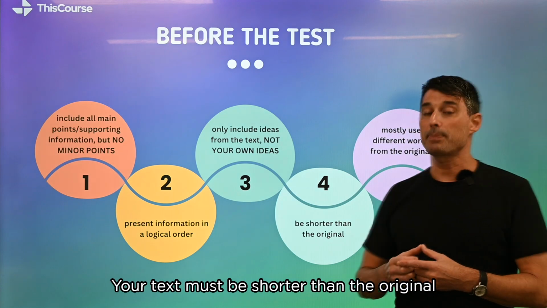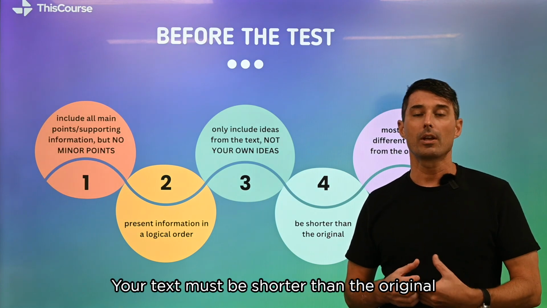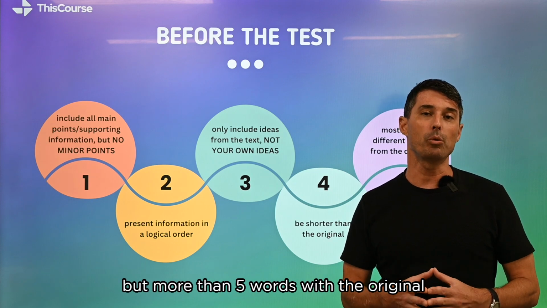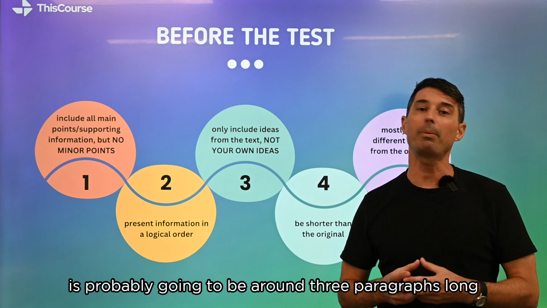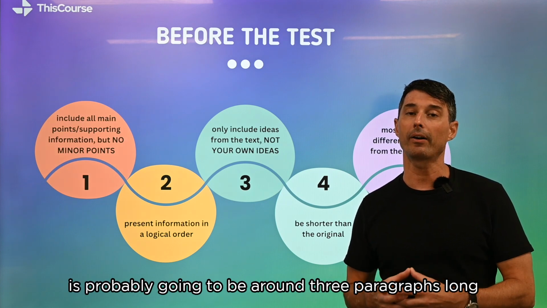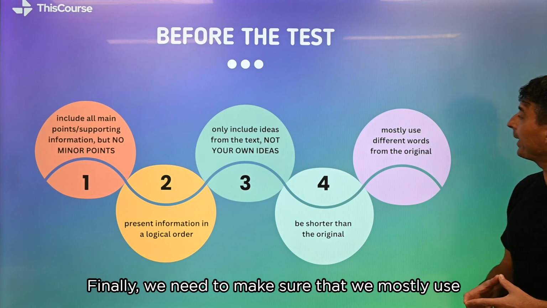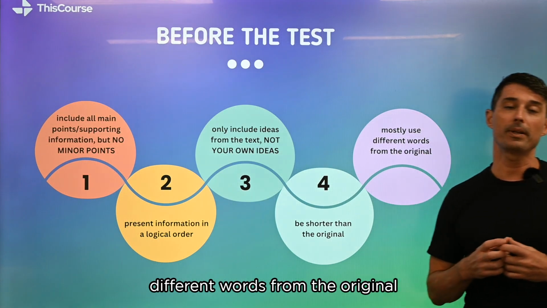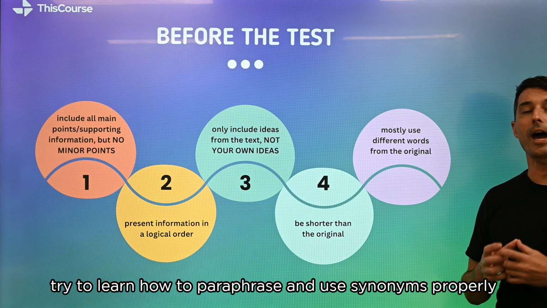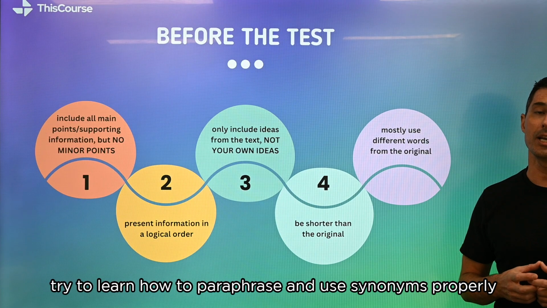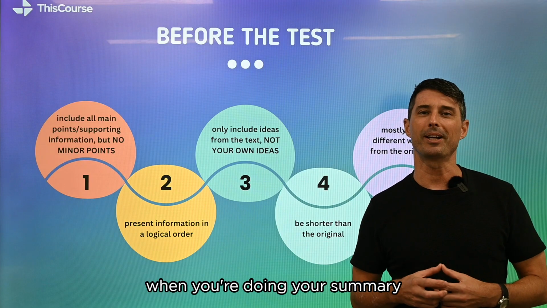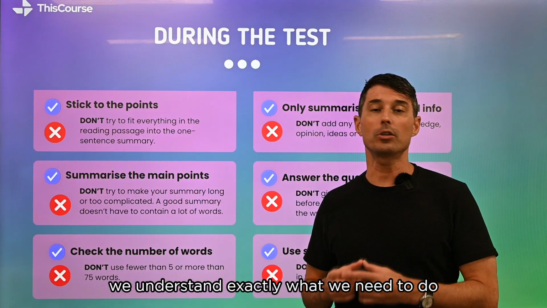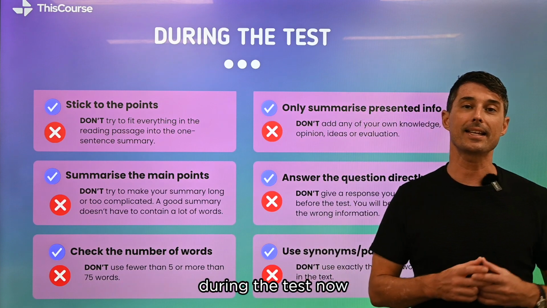Your text must be shorter than the original. Yours should be less than 75 words, but more than 5 words, where the original is probably going to be around 3 paragraphs long. Finally, we need to make sure that we mostly use different words from the original. Try to learn how to paraphrase and use synonyms properly when you're doing your summary. So let's make sure we understand exactly what we need to do during the test now.